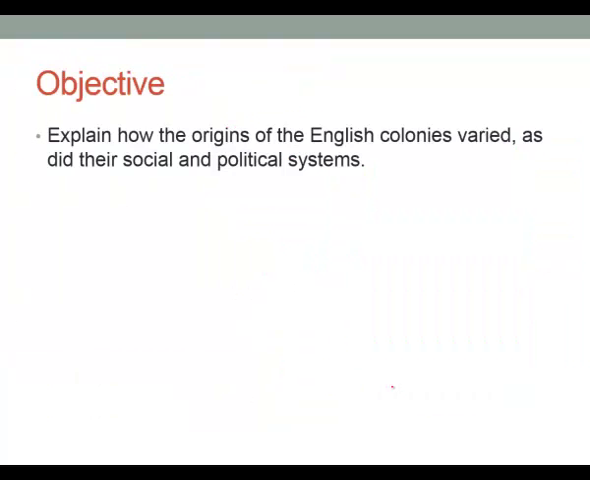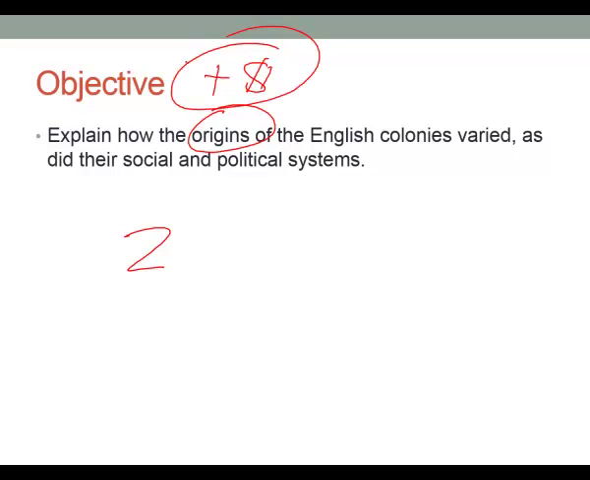Here's your objective. Now we know how to partition this up. You need 2 colonies, and you'll have the remainder of the hour to work on this. You have to talk about how they varied as far as their origins, how they were settled. Again, we're going to put a cross sign there. That's what you're addressing there. Why was it settled?